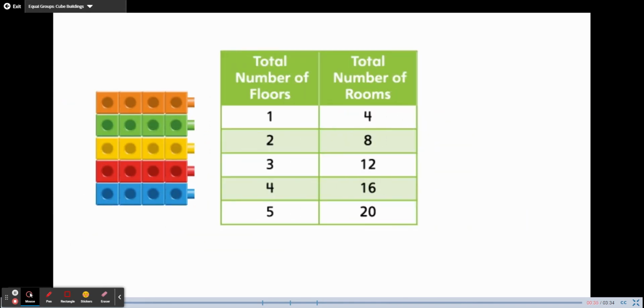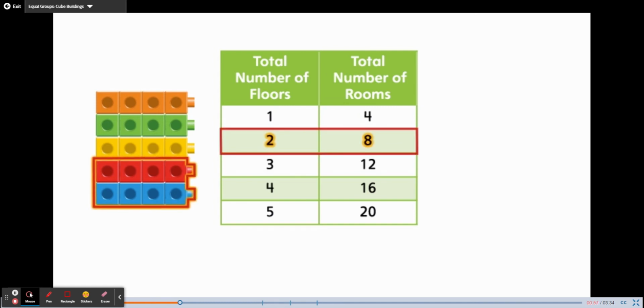I can use a table to organize and represent the information about the building I made. The numbers in this column represent the total number of floors. The numbers in this column represent the total number of rooms. One floor has four rooms. Two floors have eight rooms.